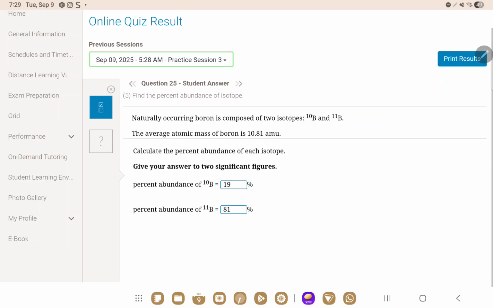Clear? Should be clear, because we already did this a million times before, so sorry if I'm moving too fast.